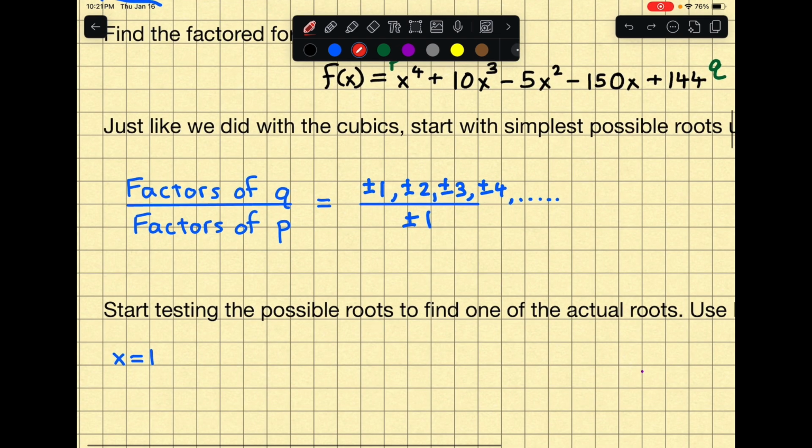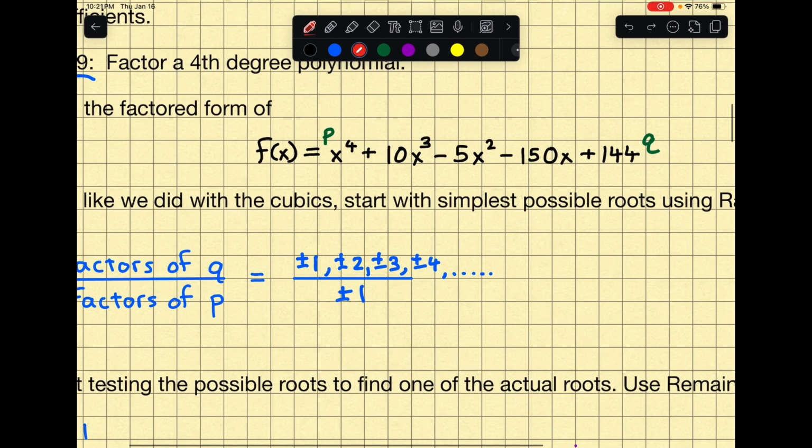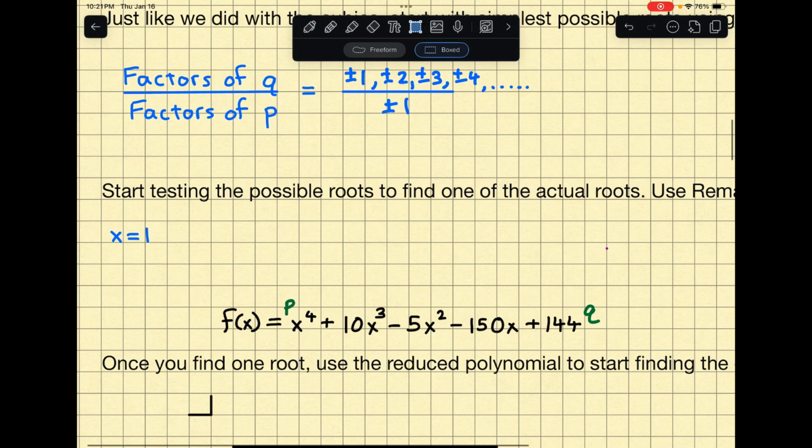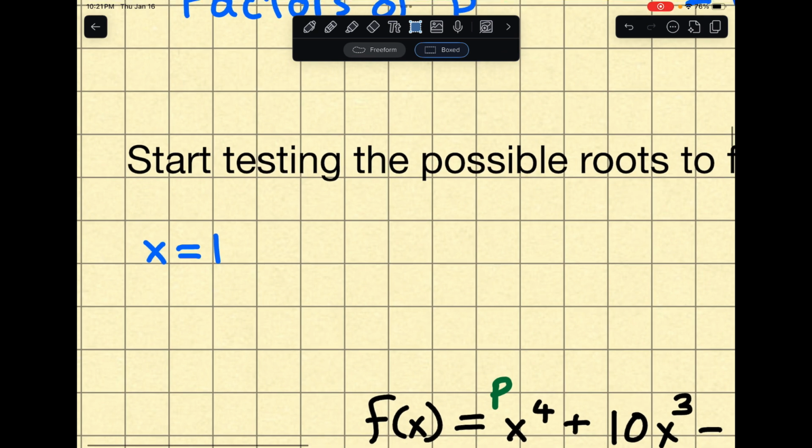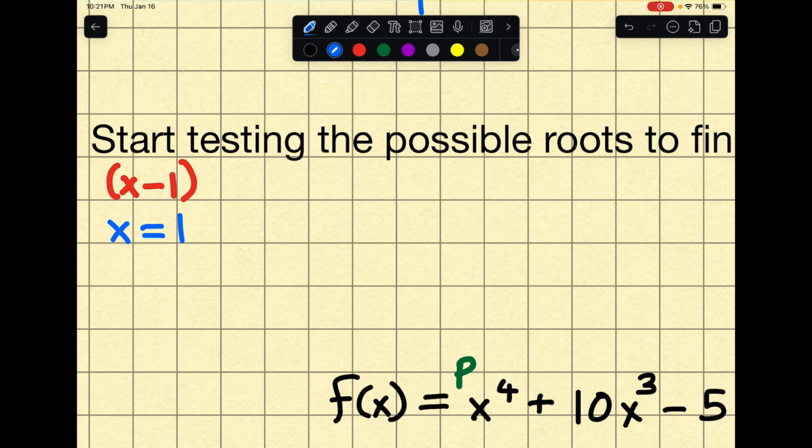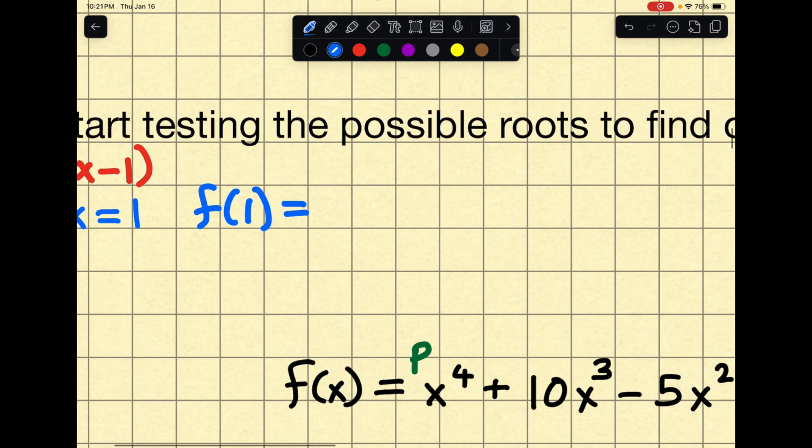We're going to test x equals 1, which is typically the first root that I test, because it's often easy to do. Remember, testing x equals 1 also means we're testing the factor x minus 1, because the factor x minus 1 leads to the root or x-intercept of x equals 1. And using remainder theorem to test it means we're going to evaluate this function at the root, or at the x-intercept, and see if we get 0.